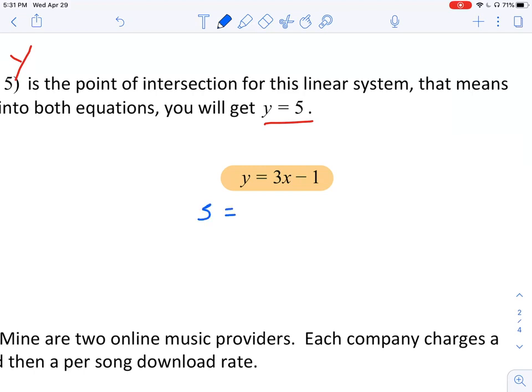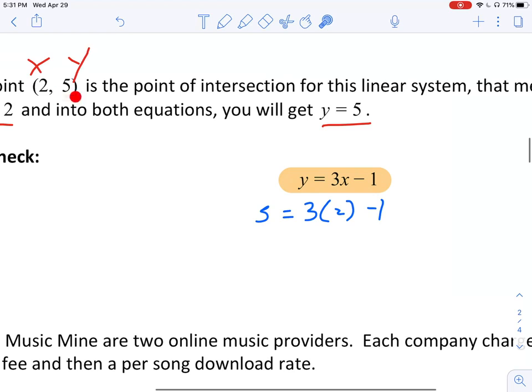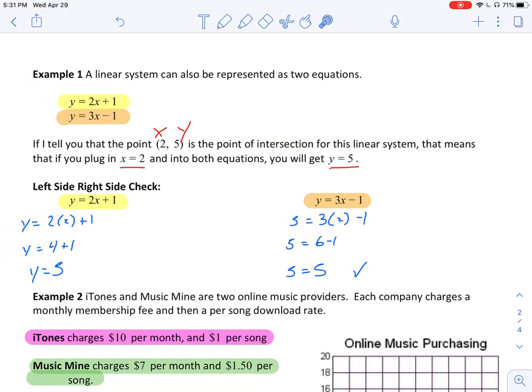So I'd have 5 is equal to 3 in brackets 2 minus 1, right? Because our x value is 2, y value is 5 from what's given here. I would then have 5 is equal to 6 minus 1. 5 is equal to 5. This balances. Left side is the right side. Therefore, this point of (2, 5) does in fact fall along the line of y equals 3x minus 1, and it falls along the line of y equals 2x plus 1. We prove that here. So that means that the point (2, 5) is the point of intersection between these two lines.